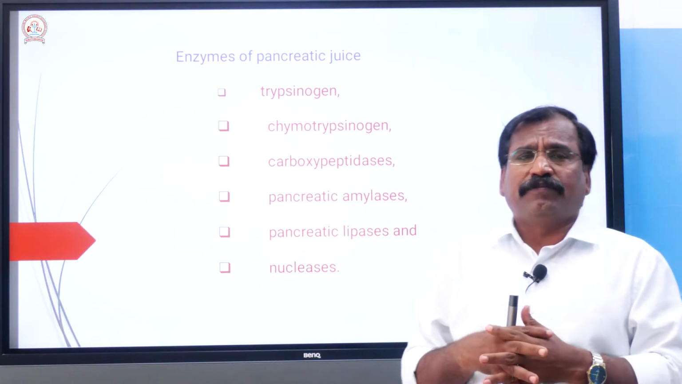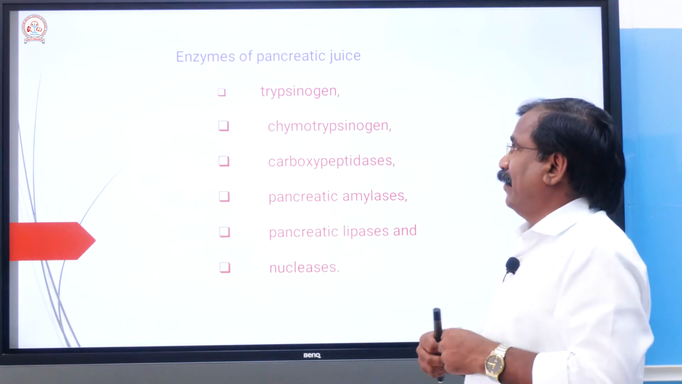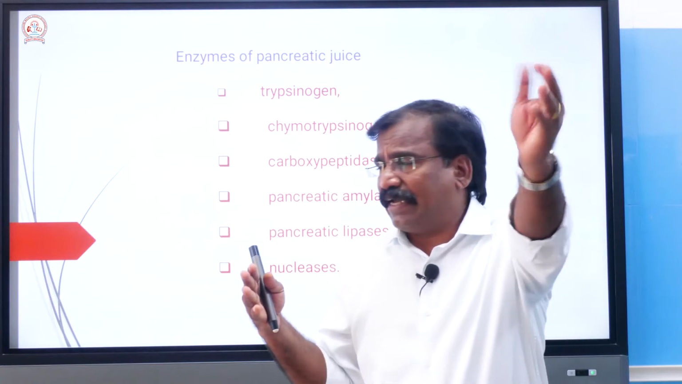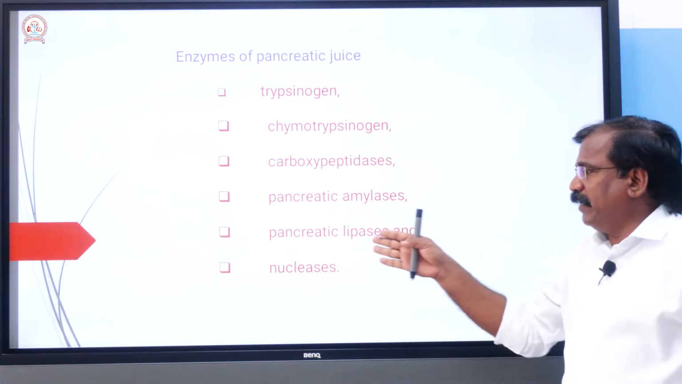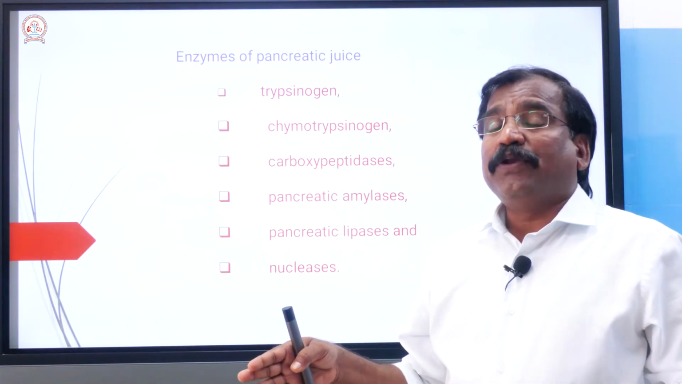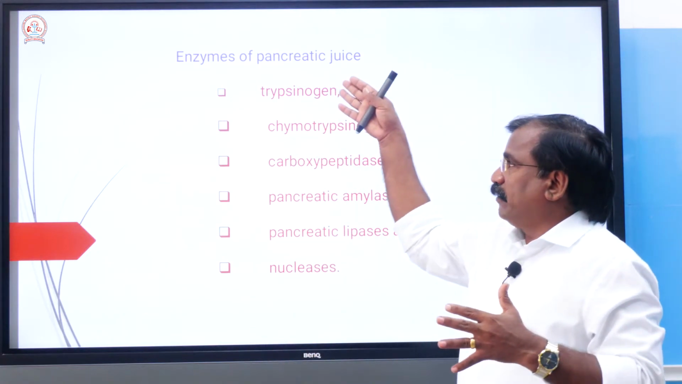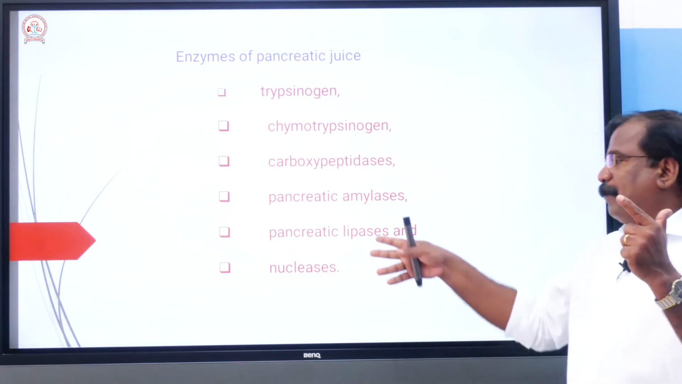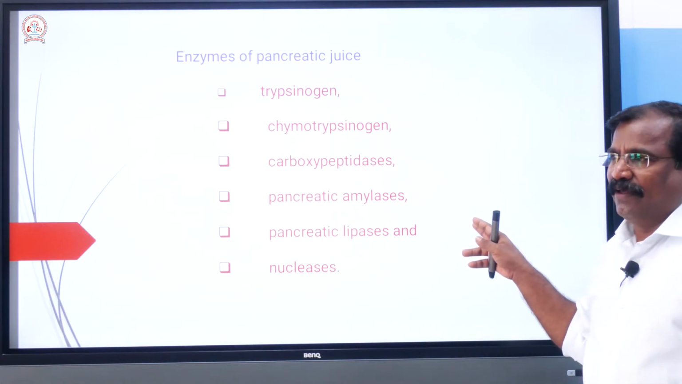The next is the pancreatic juice. The pancreas is a leaf-shaped yellowish gland found below the stomach. It secretes pancreatic juice, which contains the enzymes trypsinogen, chymotrypsinogen, carboxypeptidase, pancreatic amylase, pancreatic lipase and nucleases. These are the six enzymes found in the pancreatic juice.